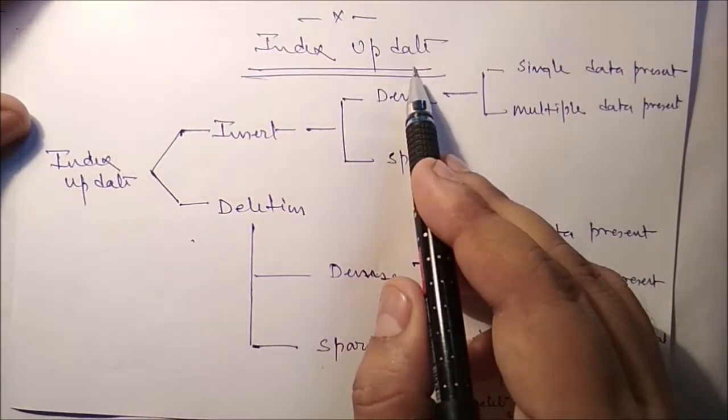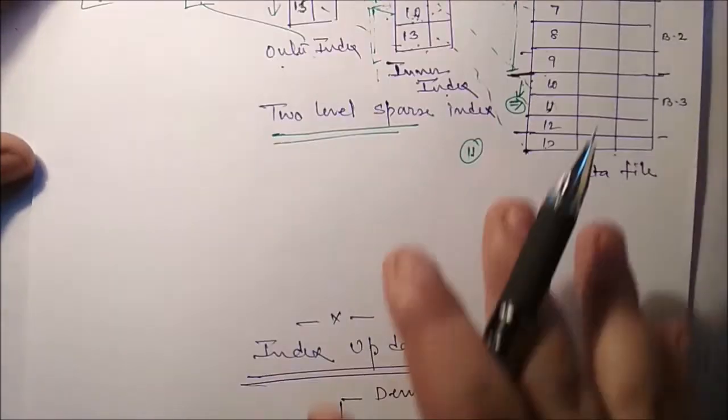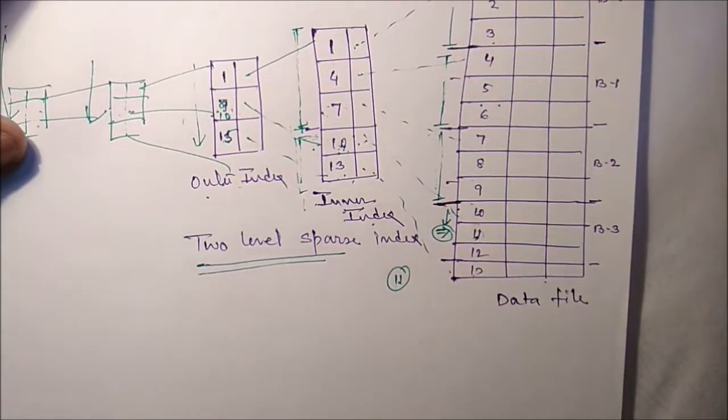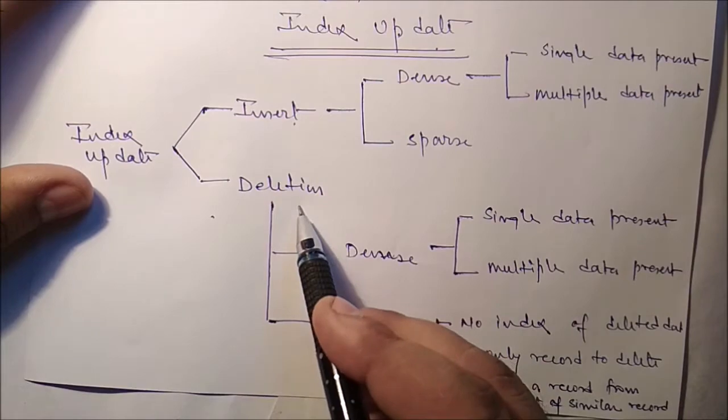Discuss the index update. That means we want to insert data into the index. We have to insert data into the table, or we want to delete data from the table. So index update is of two types: inserting data and deleting data.